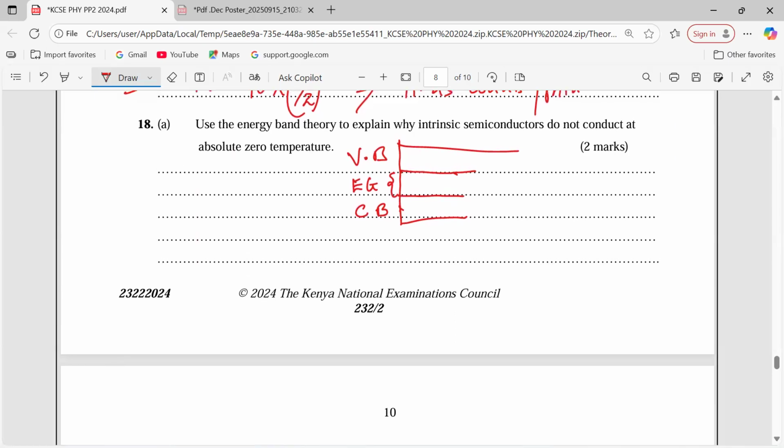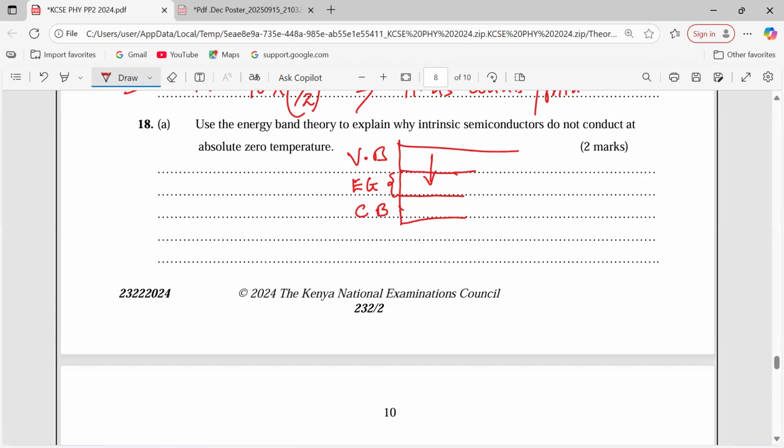Therefore, we have an empty conduction band and an almost completely filled valence band. Electrons are supposed to cross through the forbidden gap into the conduction band. But at room temperatures, the electrons do not have sufficient kinetic energy to move, as opposed to when heated a little bit. You know, when the semiconductors are heated, they conduct.